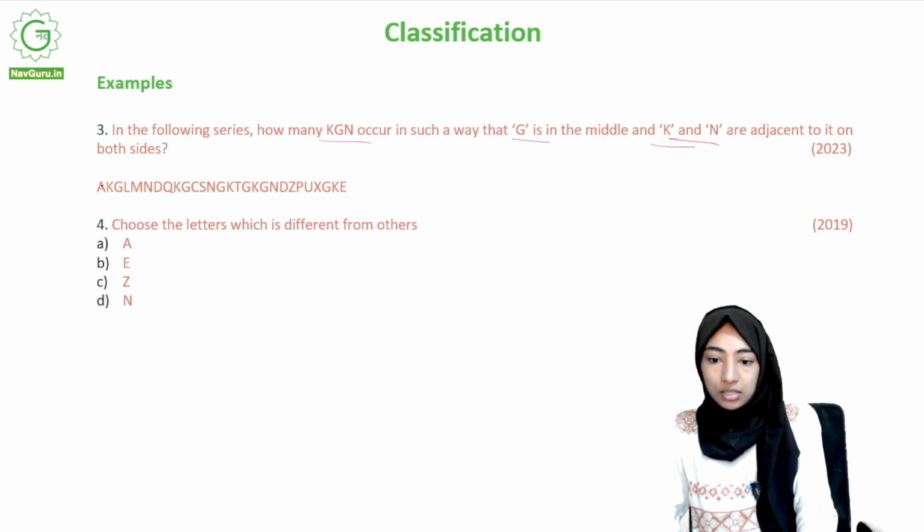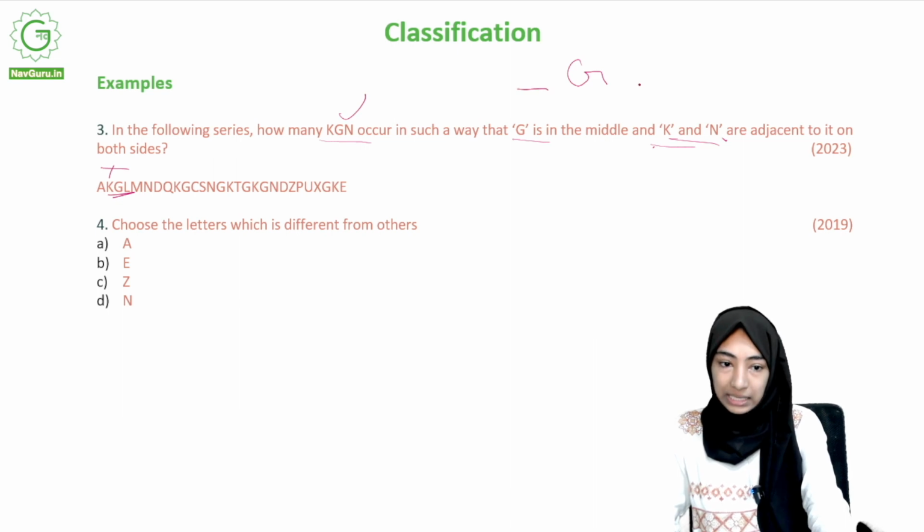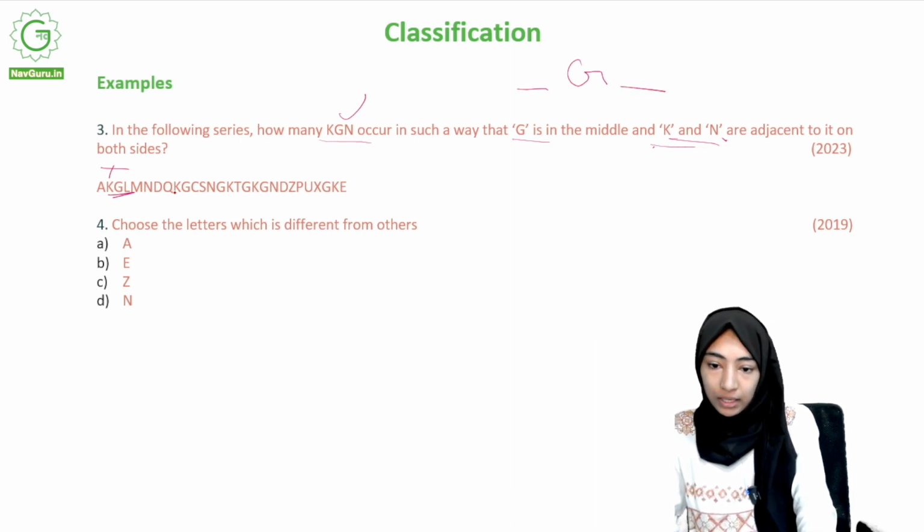Okay, so let's just look here. Here you have a kgl, so you can't count this. Why? Because we wanted a kgn. Basically you want g in the middle and k and n should be adjacent on both sides. Okay, so this does not work. Here you have a kgc, does not work.